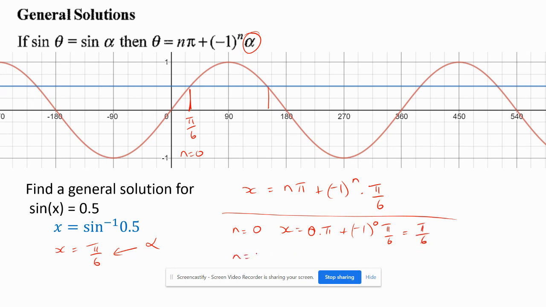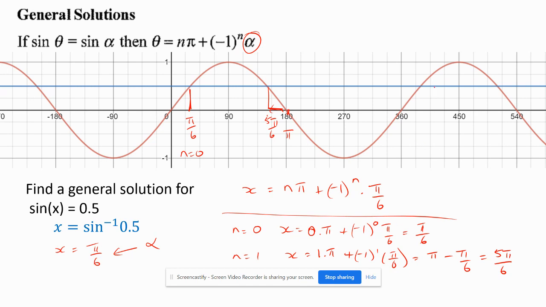Okay, if n is 1, x will be 1 times pi plus negative 1 to the power of 1 times pi over 6, and that will give you pi, which is this one here. Okay, and you're going to move back by pi over 6, so you minus pi over 6, makes perfect sense, and that would be 6 minus 1, which is 5 pi over 6. So this one here will be 5 pi over 6.